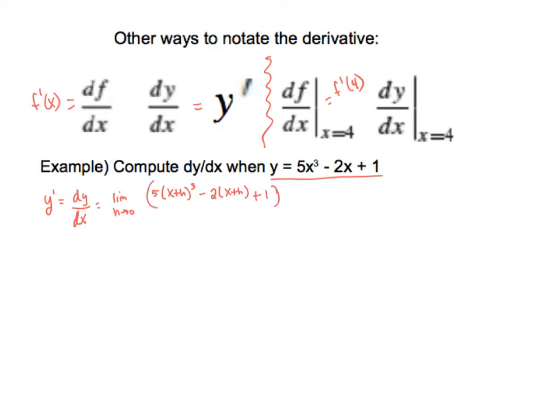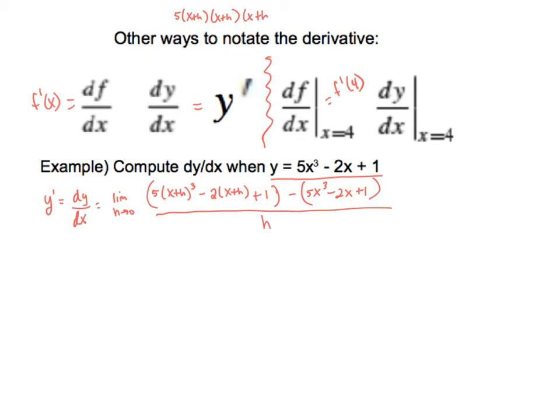Big parentheses around that, minus the y equation, also big parentheses around that, separated with subtraction, all over h. Okay, so we've created this 0 over 0. Now we need to find that factor to cancel it. Simplifying in the numerator, combining like terms, that requires us to FOIL out that x plus h 3 times and distribute the 5.